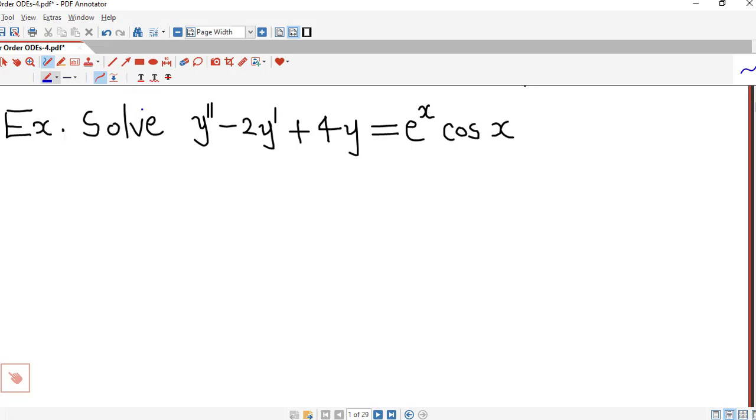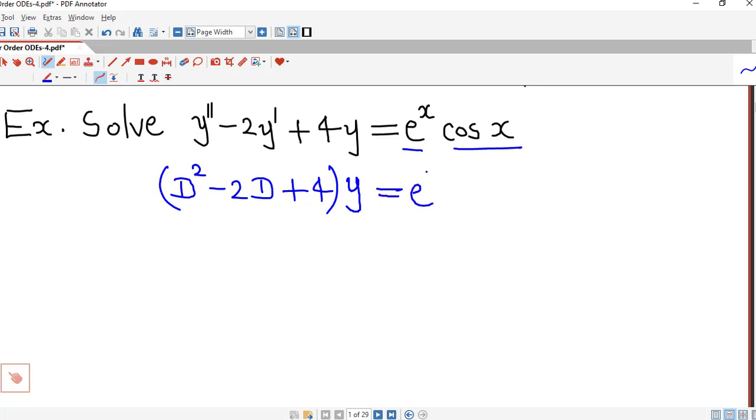So here we are asked to solve the differential equation y double dash minus 2y dash plus 4y equals e raised to x into cos x. Now using the operator notation capital D, we replace y double dash by D square y, y dash by Dy, plus 4, and we can take y common. This is equal to e raised to x into cos x.